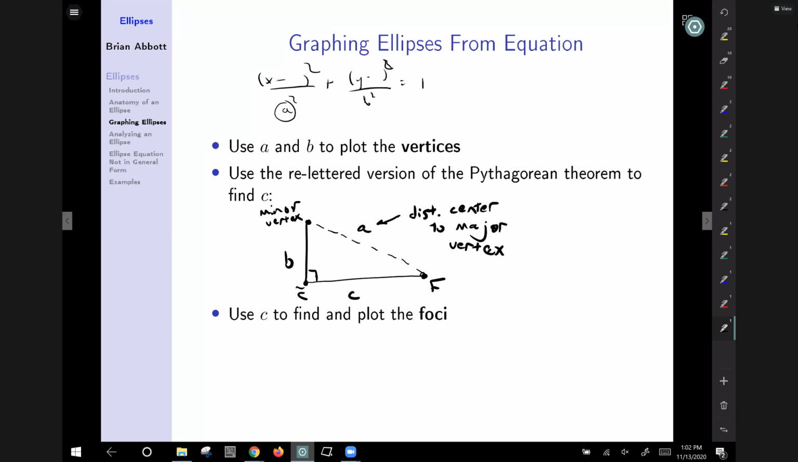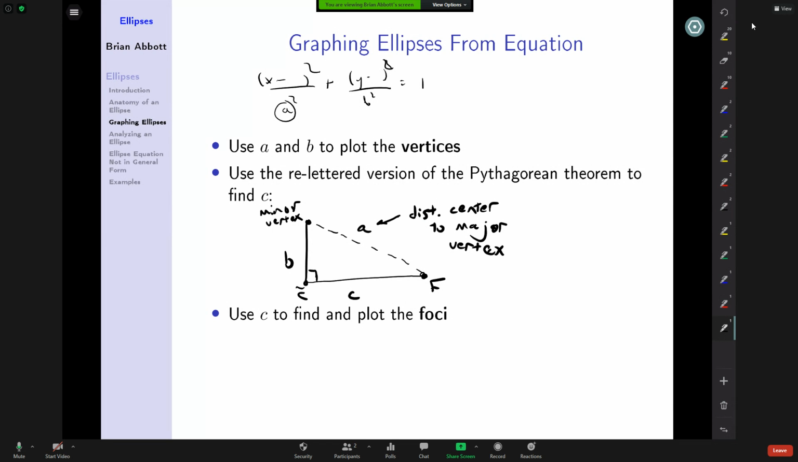So you use that information to plot the vertices in either the major or the minor direction, major being the longer direction, minor being the shorter direction. Then you use the relettered version of the Pythagorean theorem to find this c value, which will allow you to calculate your foci, because you'll know the distance from the center, which we can also identify directly from the equation. We'll do lots of examples of this, so if it's a little abstract right now, hopefully that'll assuage those fears. All right, let's stop this one here, and we'll dive right back in on an example shortly.